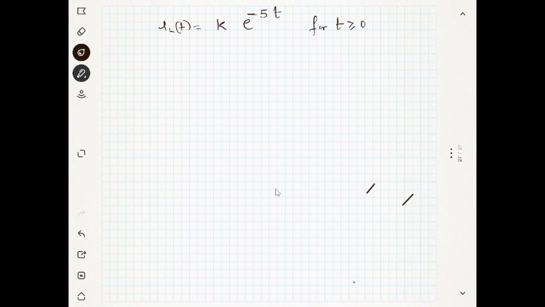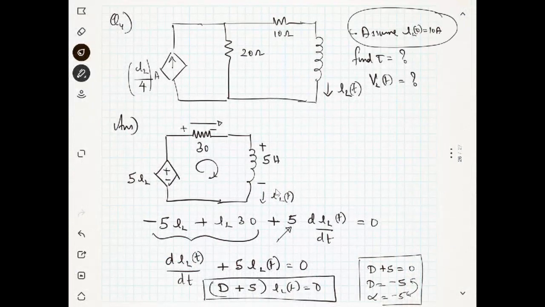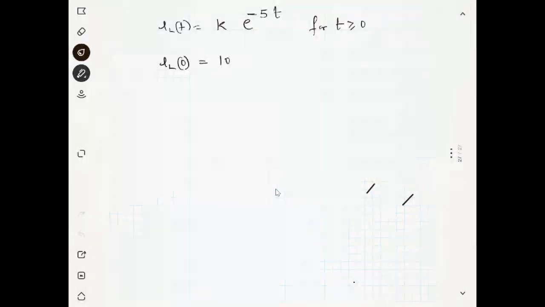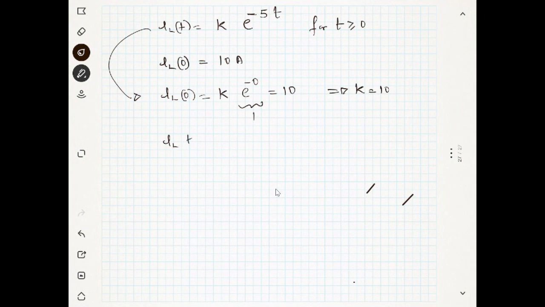Now, what is IL of 0? It is given that IL of 0 is equal to 10 ampere, because it is given in the question. Is it okay? Yes, doctor. So I will substitute into my equation: IL of 0 is equal to some constant k into e power minus 0, which is equal to 10 ampere. And this factor is 1. So my constant k will be equal to 10. So IL of t becomes 10 into e power minus 5t.